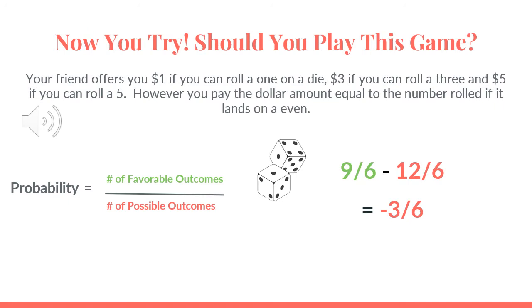Now I'll give you a more specific example. Should you play this game? Your friend offers you $1 if you can roll a 1 on a die, $3 if you can roll a 3, and $5 if you can roll a 5. However, you pay the dollar amount equal to the number rolled if it lands on an even.